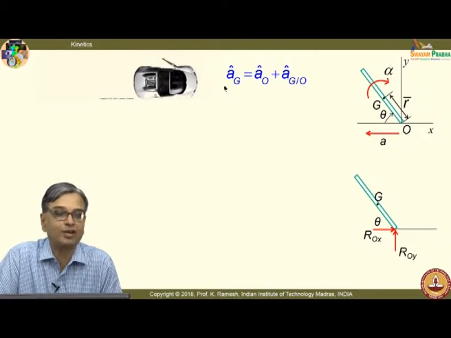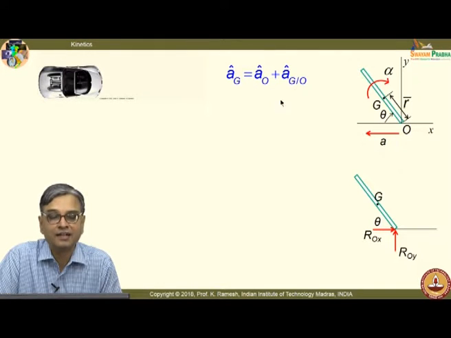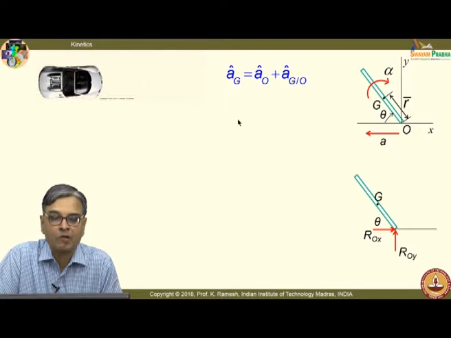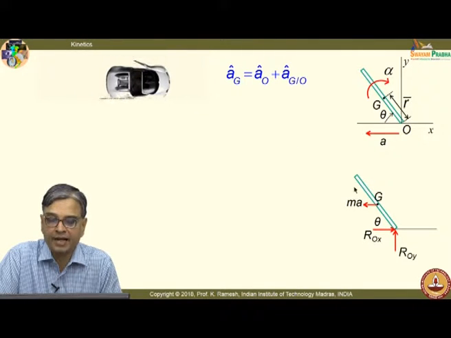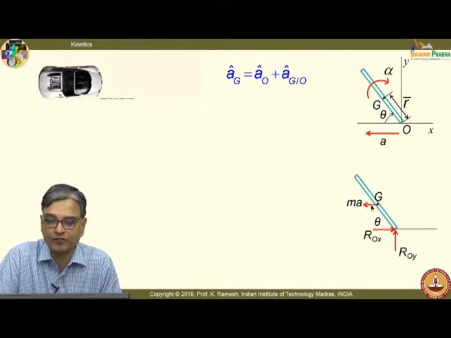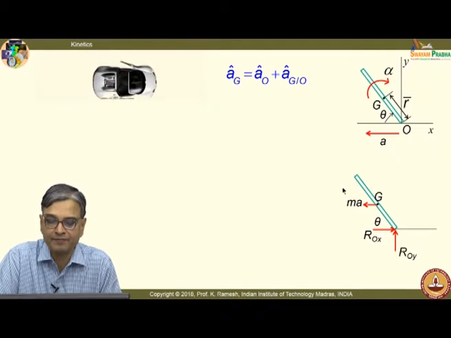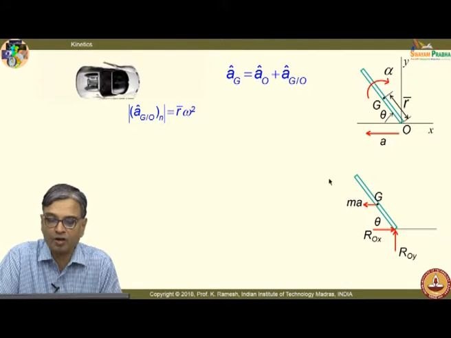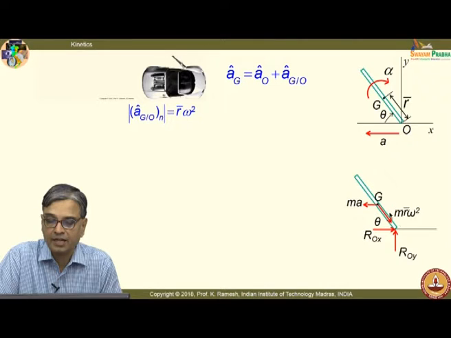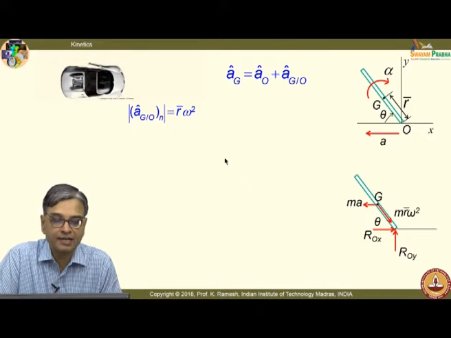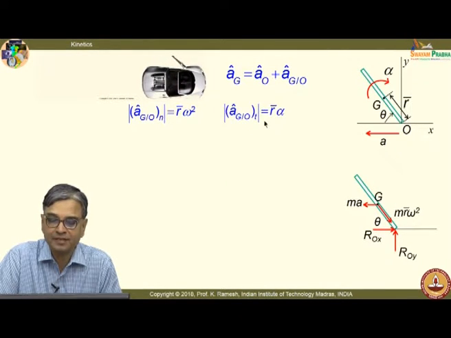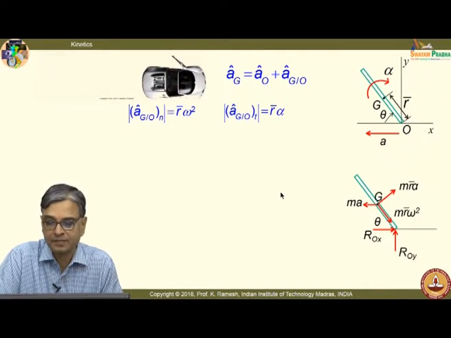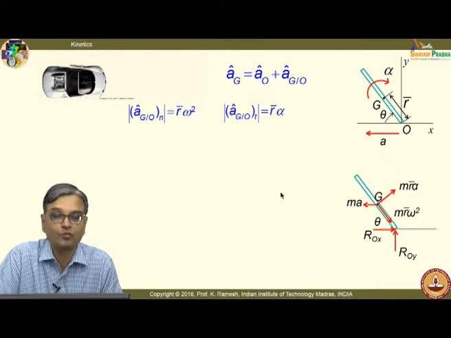And we have already looked at how to write this relative acceleration equation for a rigid body. I have the components of force that act at the mass point. I have ma like this, and then I have a normal component m r bar omega squared, and a tangential component m r bar alpha like this. So, my diagram is complete. It is easy for me to write all the quantities that I require.